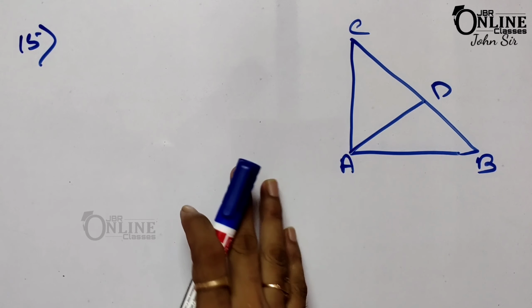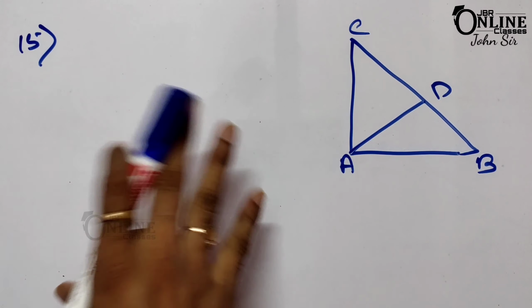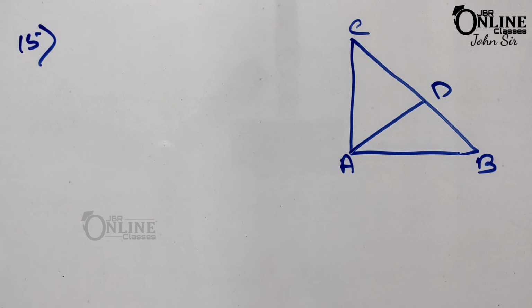Now sum number 14b is similar to sum number 14a. So I hope you can solve it.